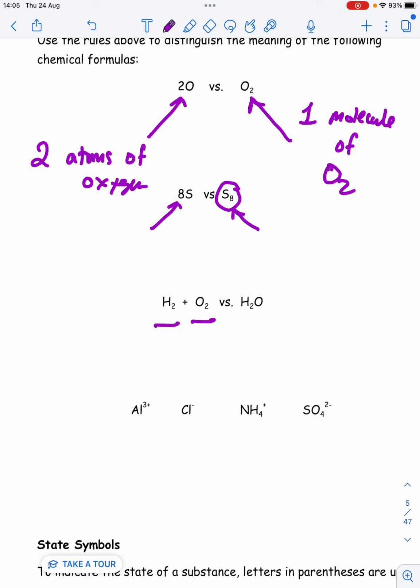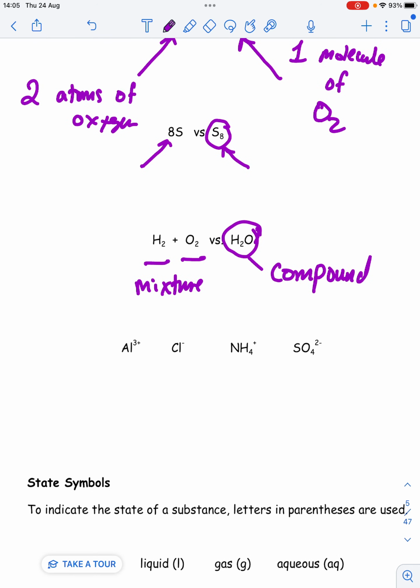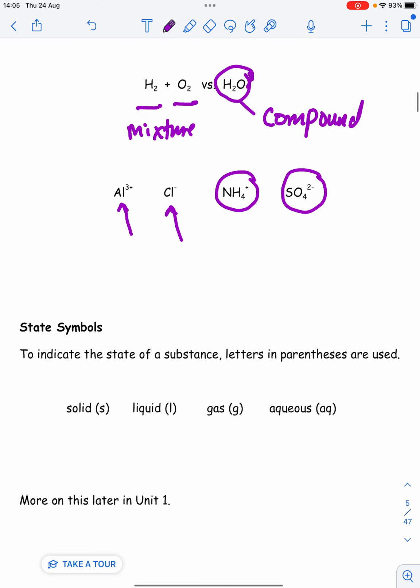H2 plus O2, so this is like a mixture. You've got hydrogen molecules and oxygen molecules next to each other. When I write them like this, it implies that they're bonded together. So now I have a compound. And then these guys at the end, these are ions. So this is a 3 plus ion, a 1 minus ion, and these are polyatomic ions. So these are many atoms bonded together and they have charges.